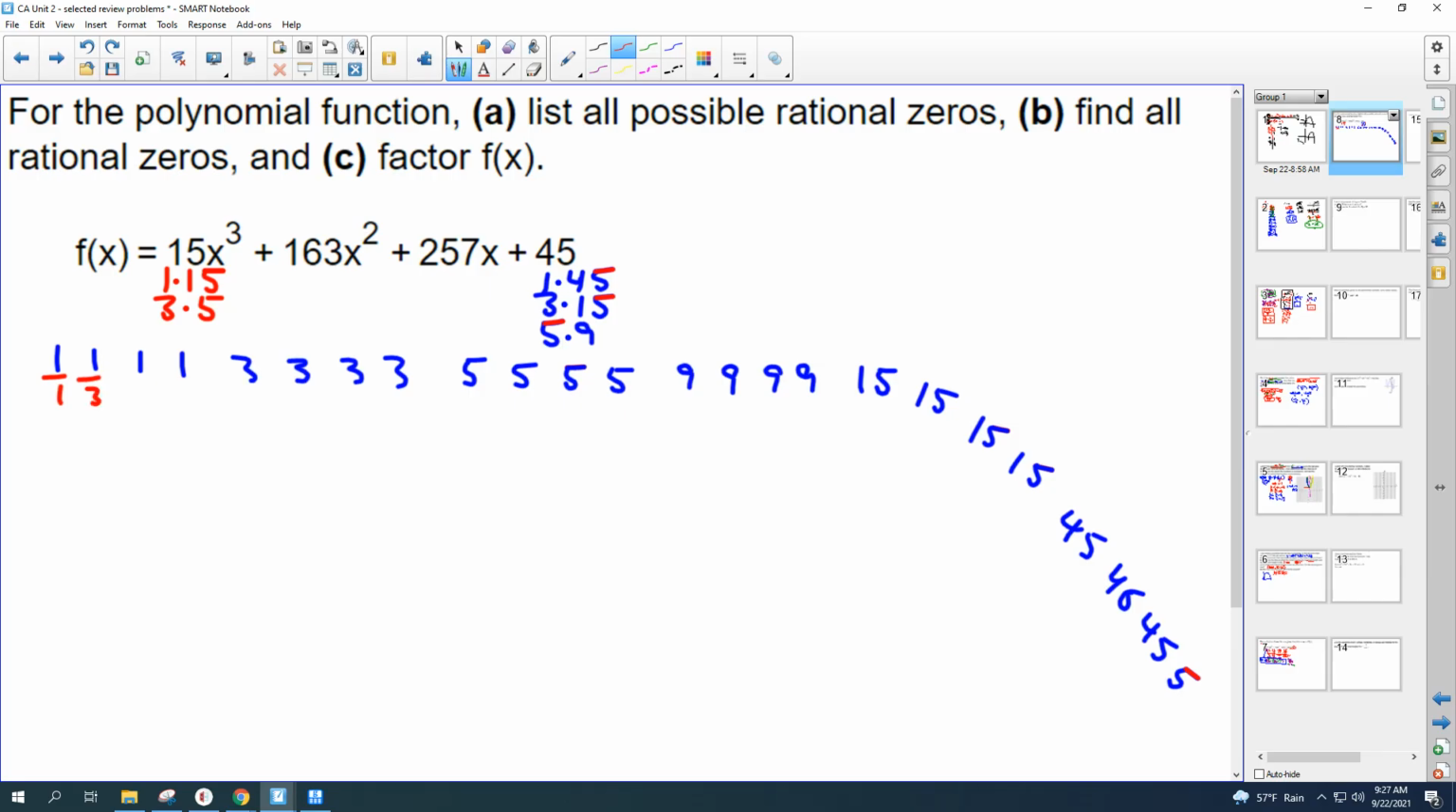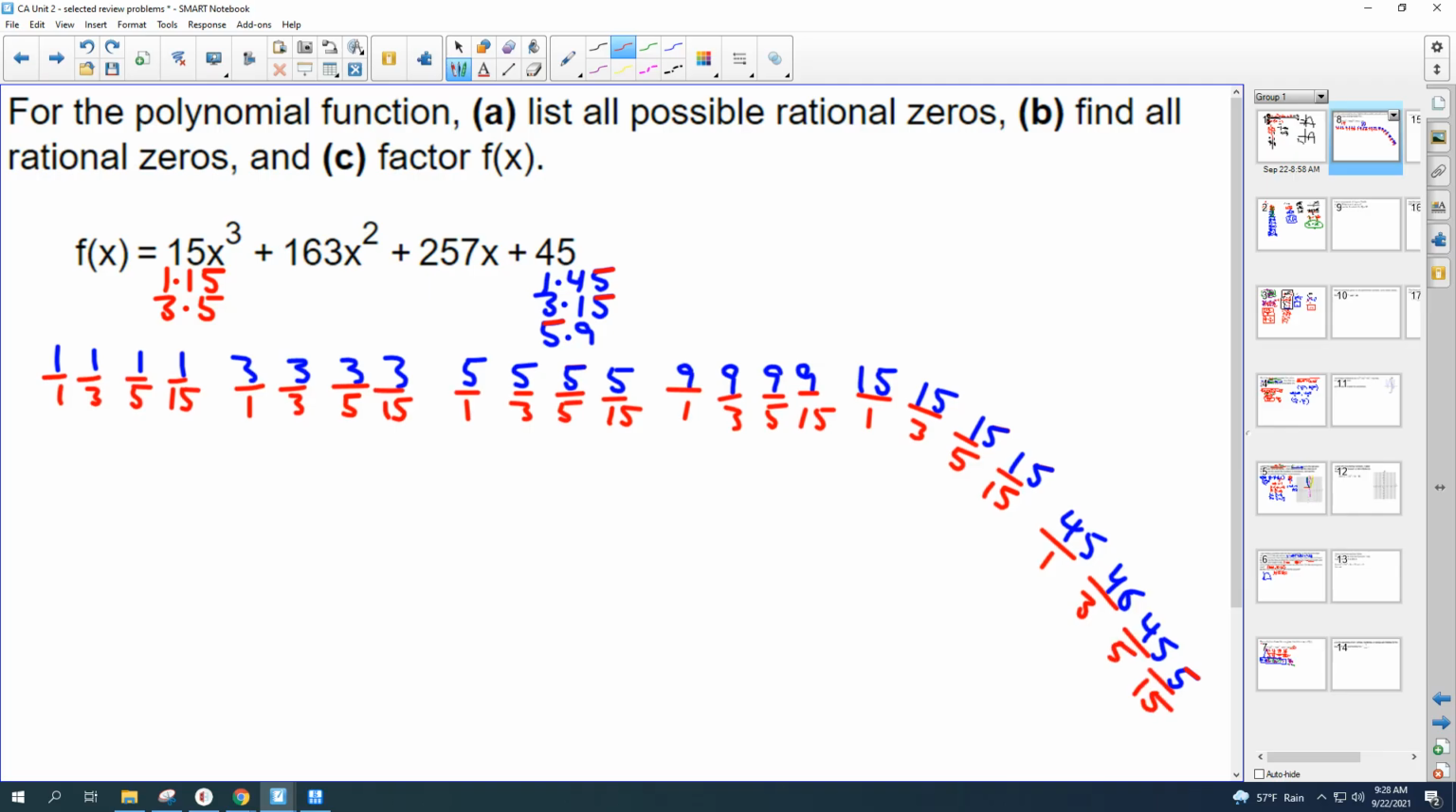So over 1, over 3, over 5, over 15, and then the same again for each of the numerators. This problem is intense. There's a lot. Usually you don't have this many. Then I'm going to reduce.